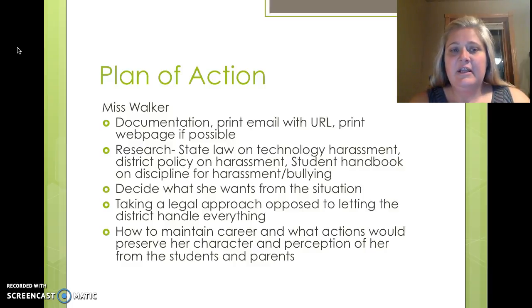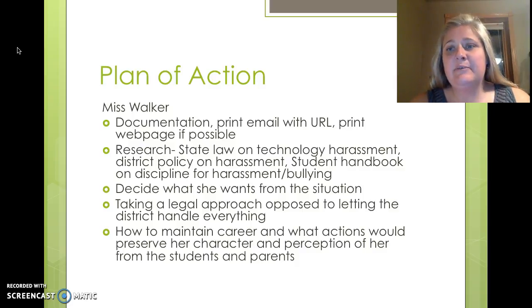Plan of action for Mrs. Walker first. She needs to have documentation, print the email with the URL, and print the web page if possible. Research the state law on technology harassment and district policy on harassment. Consult the student handbook on discipline for harassment/bullying. She needs to decide what she wants from the situation: taking a legal approach as opposed to letting the district handle everything. How to maintain her career and what actions would preserve her character and perception of her from the students and parents.